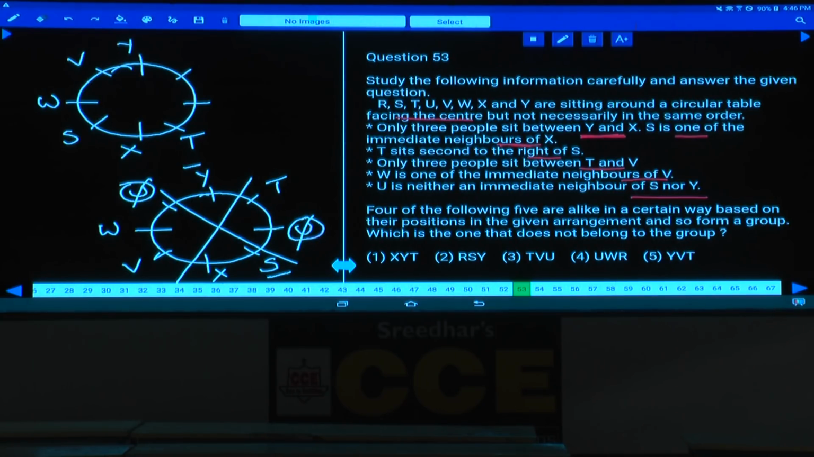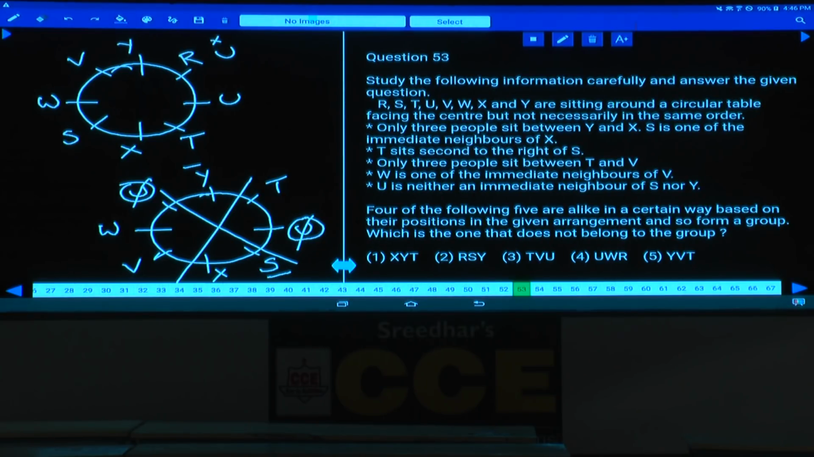Now we are left with only one case. U is neither an immediate neighbor of S nor Y. U cannot be at this place. As U cannot be here, U must be here. If U is here, tell me who is the person left over here? R is the person left over, hence R must be to the immediate left hand side of Y. Clear now? And this is how these 8 persons are seated around this circular table facing the center.